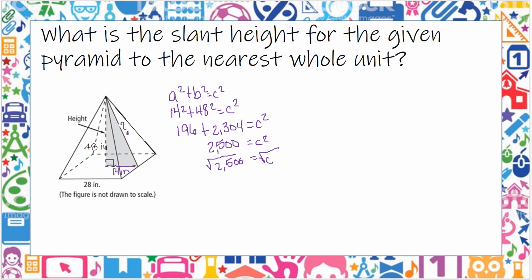That is the inverse operation of squaring something. So now the square root of 2,500 is 50. And the square root of c squared is c. So 50 inches is our slant height.